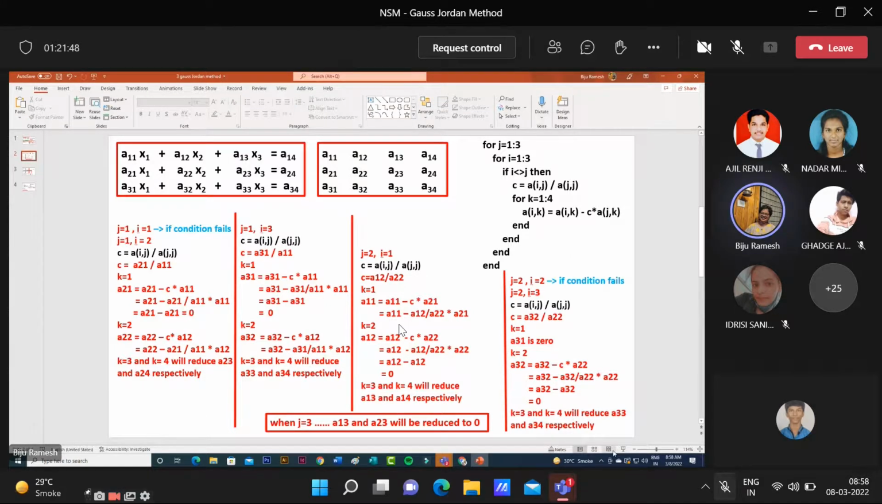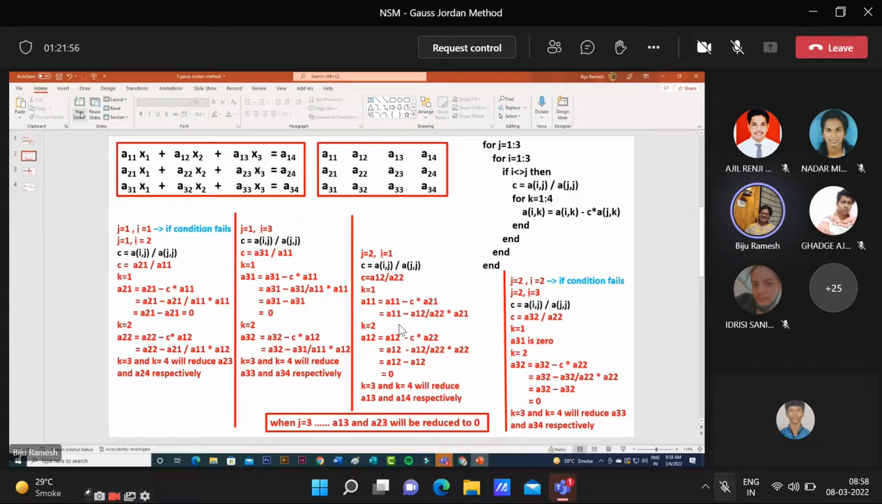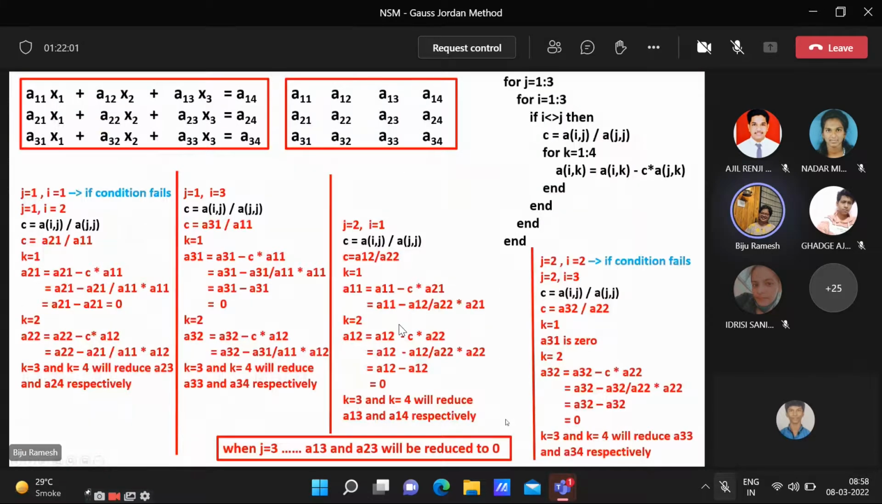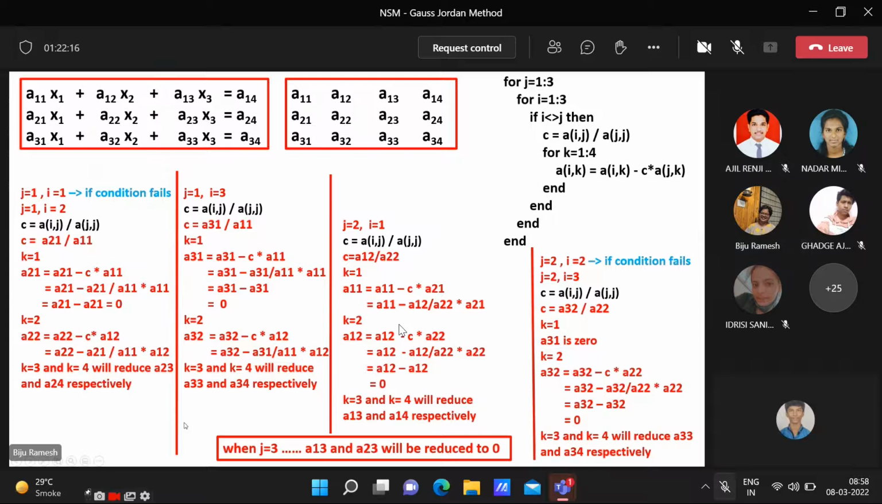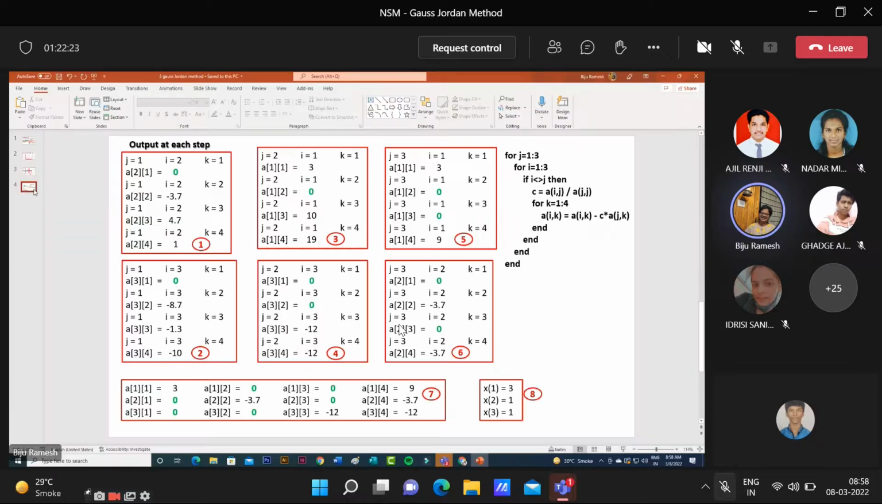Okay, so when j is equal to 3, I have not shown the calculation here. A13 and A23 will be reduced to 0. This one and this one, this A23 will be reduced to 0. Okay, now to see what is happening in this code, I have added a print statement over here. Wait, let me add that here.